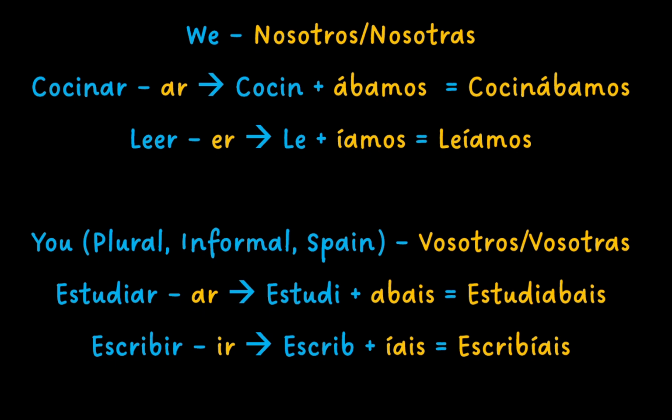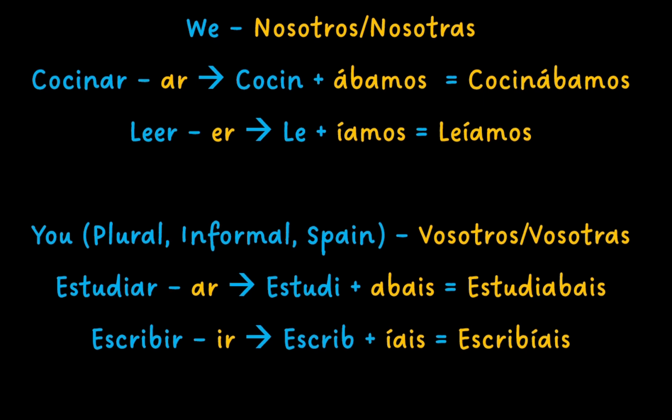For the third set of sentences, cocinar and leer will be in the we form, and estudiar and escribir will be in the you form when talking to multiple people informally and in Spain. So cocinar becomes cocinábamos, leer becomes leíamos, estudiar becomes estudiabais, and escribir becomes escribíais.